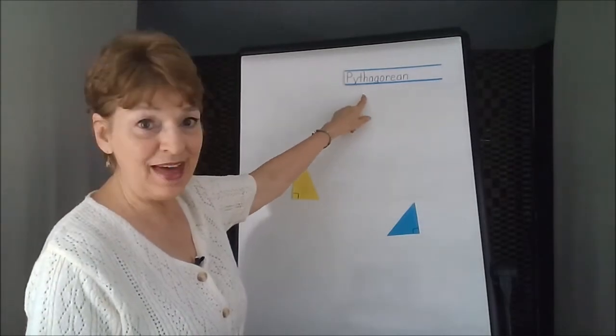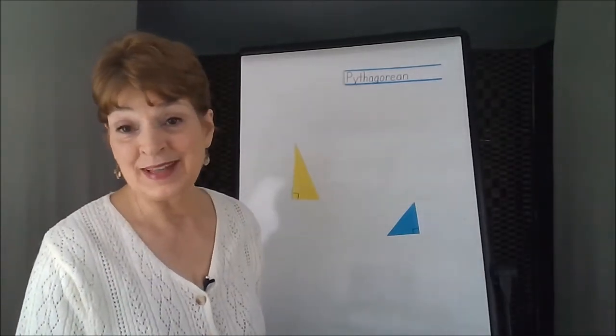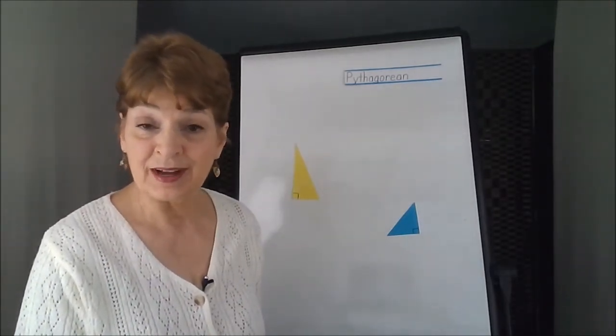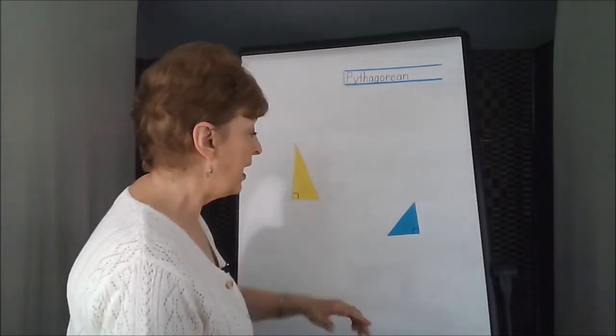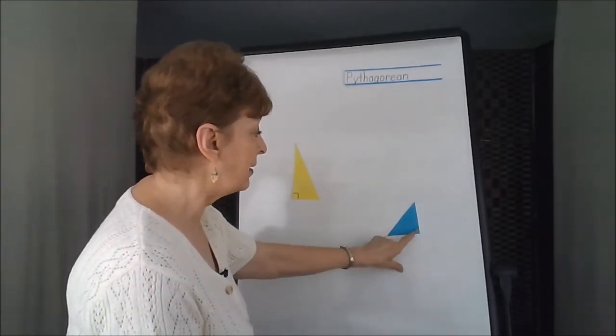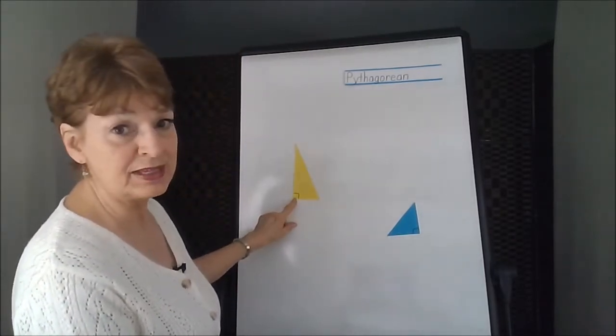One very interesting relationship with right triangles is Pythagorean. Pythagorean was actually a person who discovered this relationship that I'll tell you about in a few minutes. But first we have to have some vocabulary. In our right triangles, we have the right angle of this triangle marked with this box.